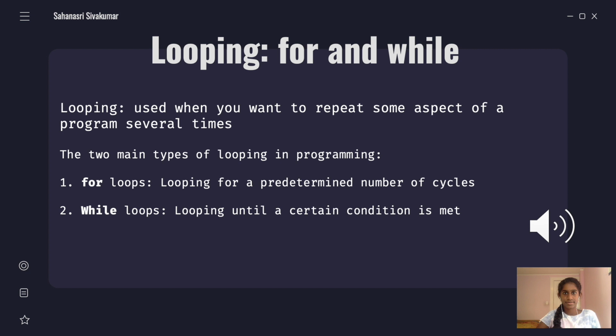First, let's learn about loops. In programming, when you want to repeat some aspect of a program multiple times, this is called looping. There are two main types of looping in programming: for loops, for looping for a predetermined number of cycles, or while loops, for looping until a certain condition is met. Today, we will just look at while loops.